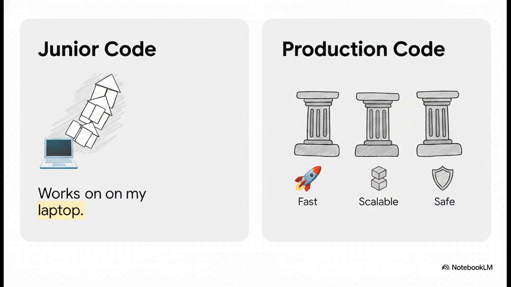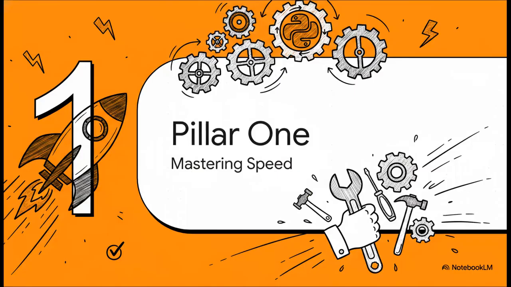Production-level code, the kind that powers real products, stands on three main pillars. It has to be fast, it has to be scalable, and it has to be safe from all those sneaky bugs that can completely ruin your model. And we're going to break down every single one. First up, let's talk about speed.